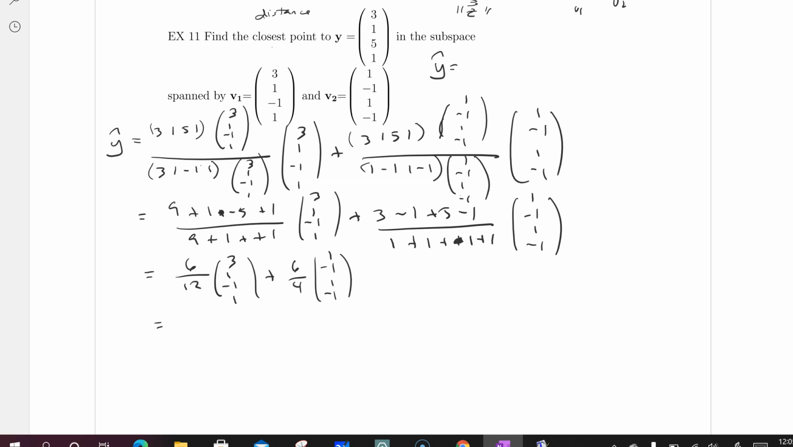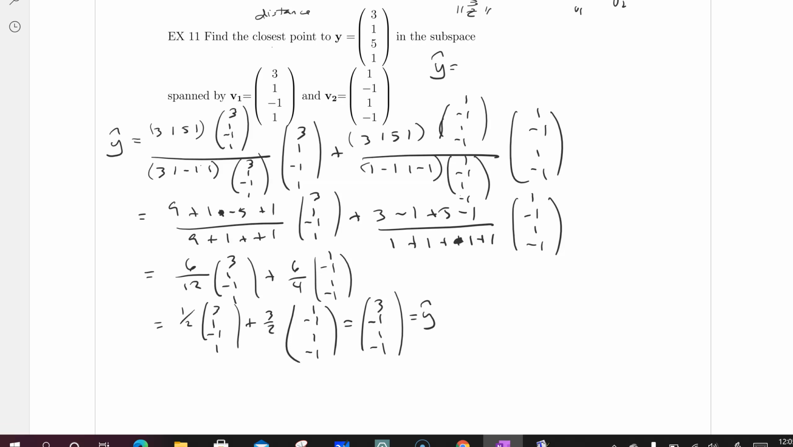So this is 1/2 times (3, 1, -1, 1) plus 3/2 times (1, -1, 1, -1). All of this gives me (3, -1, 1, -1). So this is my y hat. That's my closest point.